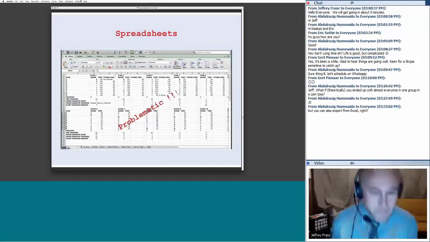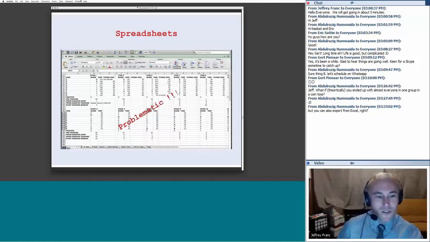Unfortunately, this is a typical spreadsheet that I often get from extremely well-meaning students and researchers that I work with. The spreadsheet looks something like this, and this is a huge problem. It's even hard for me, when I see this, to understand what's going on.